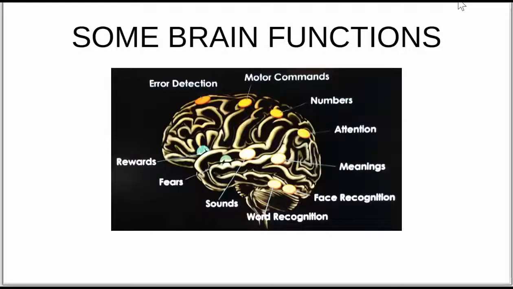Here we can see some of the functions of the human brain, and I mean some because it has many, many more. But it can do things like face recognition. The brain is programmed to automatically recognize faces, numbers, the motor commands, how to move the legs, how to move the arms, and so forth, to process sounds, to process vision, to do error detection, and things like that. There are many, many functions that the brain has.